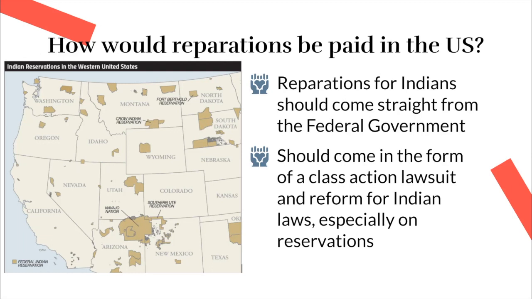With all this being said, there should be a class action lawsuit filed by a coalition of Indian tribes against the federal government for their continued abuse of natives. Also, Indian tribes should be allowed governance of their own land with minimal federal restrictions so that they can use the land to help them make money.